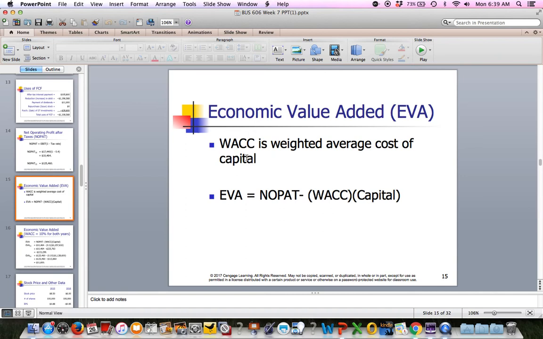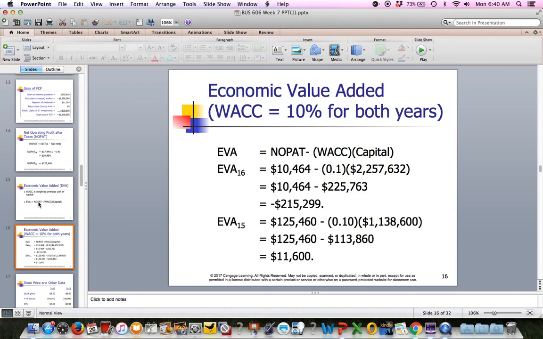So your EVA is your NOPAT minus the cost essentially to earn that net operating profit, which is your WACC percent times the amount of capital that you have invested to earn that NOPAT. So that's your EVA, economic value added. That's not an accounting term either. It's just something we only look at in finance.